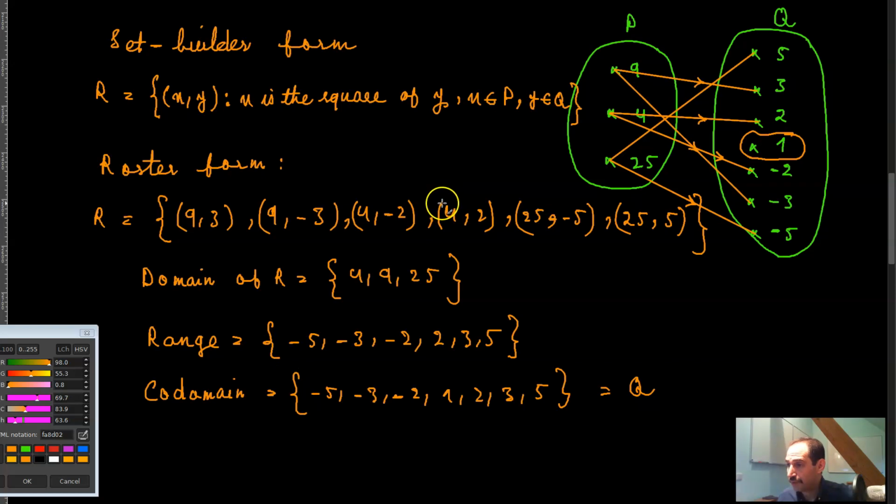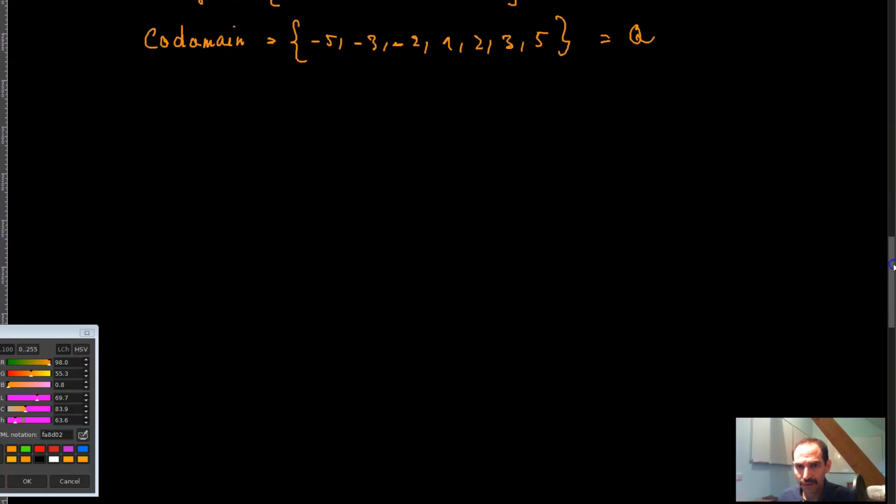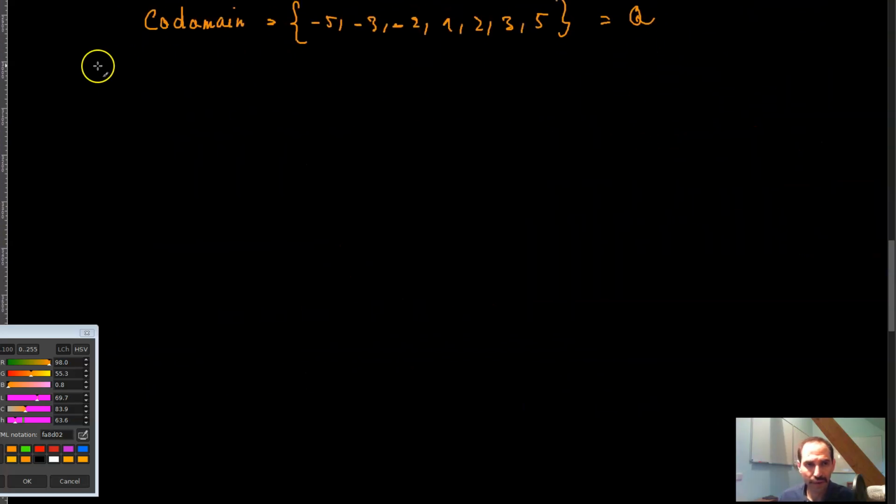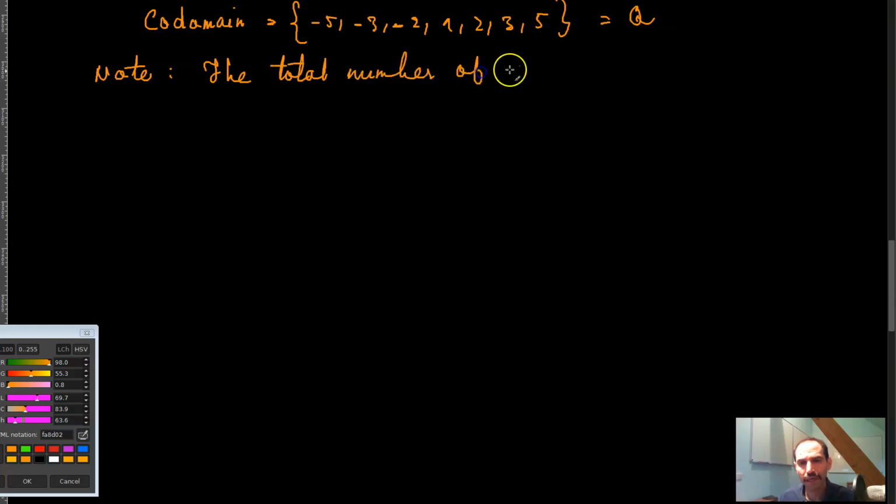And the total number of relations that can be defined from a set A to a set B is the number of possible subsets of A times B. So this is also some interesting note, and that is basically the total number of relations.